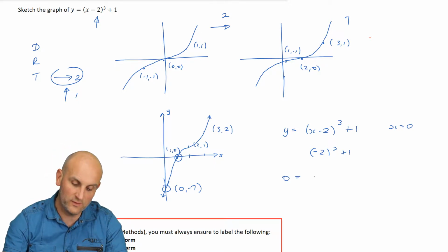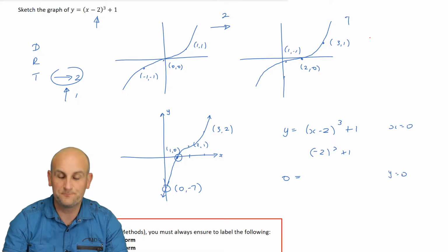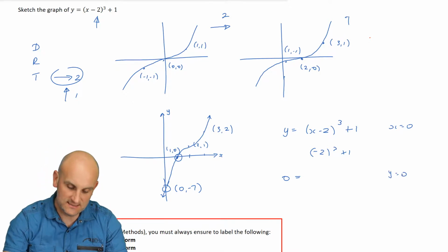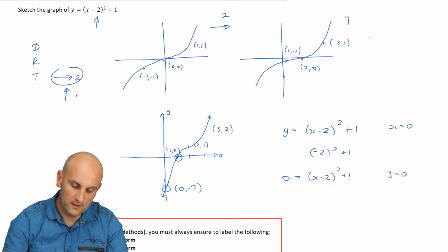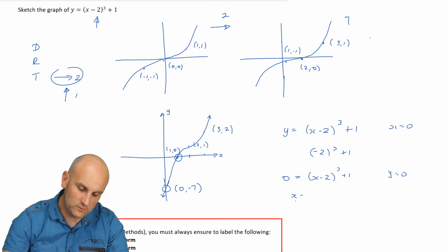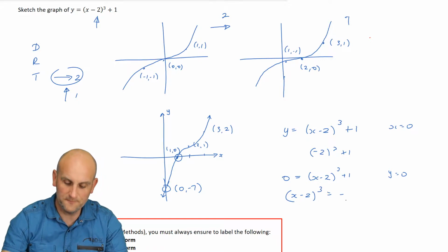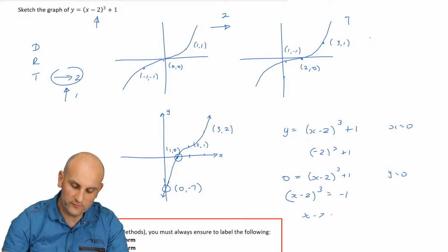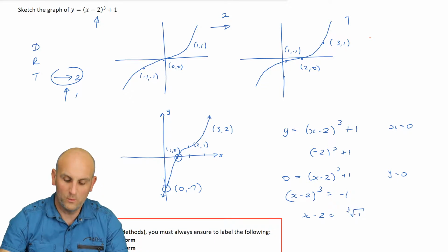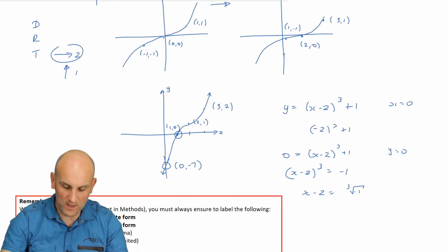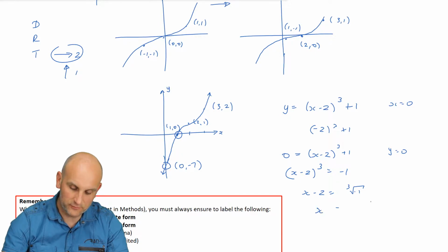Well, we make y equal to 0, because we're trying to find the x-axis intercept. So 0 is equal to (x minus 2) all cubed plus 1. So (x minus 2) all cubed is equal to minus 1. We're going to take the cube root of both sides, which gives me the cube root of minus 1, which just so happens to be minus 1. And we're going to add 2 to both sides, which gives me 1.